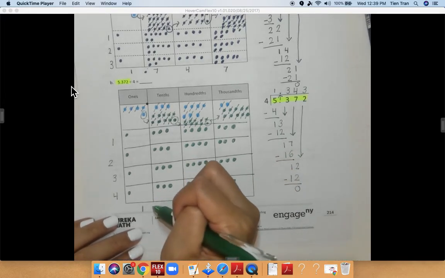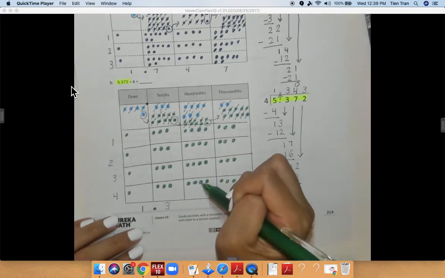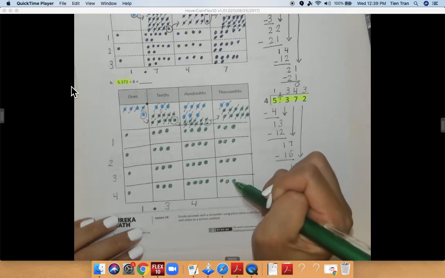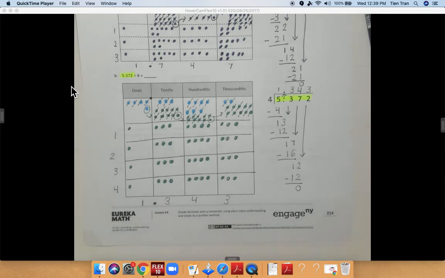Now I'm going to count. There is 1 right here. Bring down my decimal. There's 3 right here. 1, 2, 3, 4. 4 right here. And 1, 2, 3. 3 right here. So your answer is 1 and 343 thousandths. It's exactly the same thing.